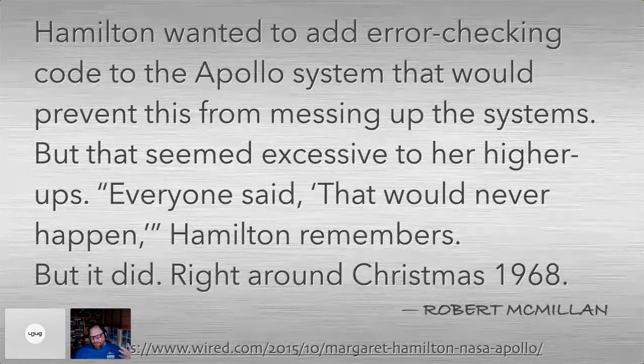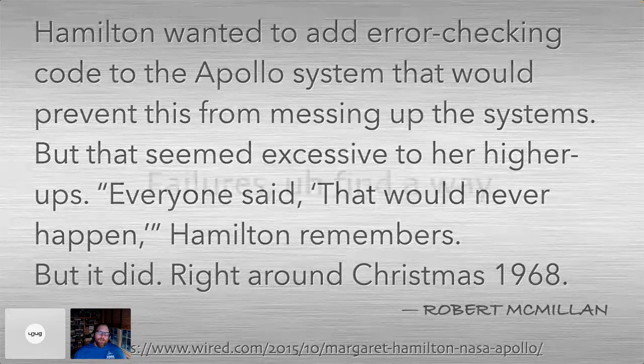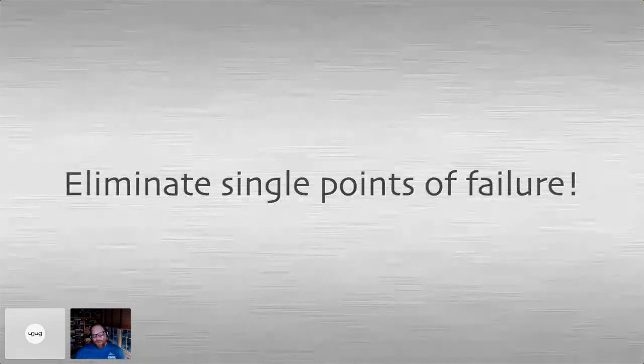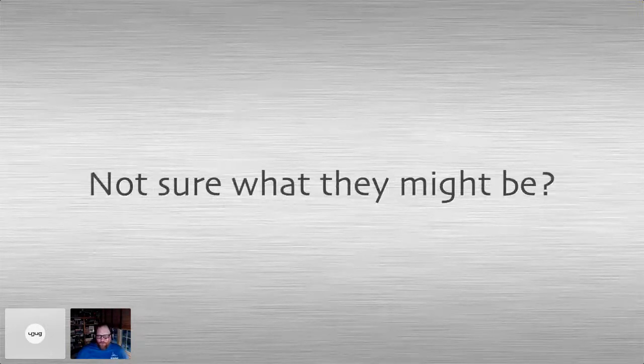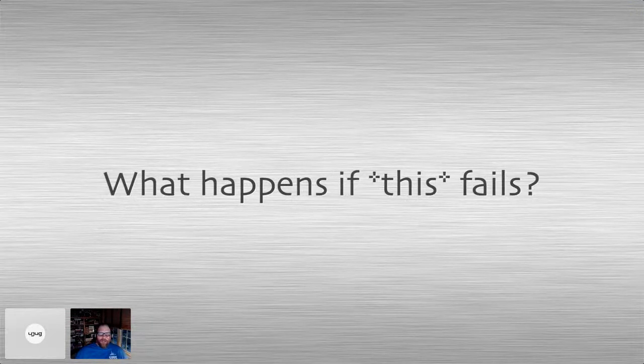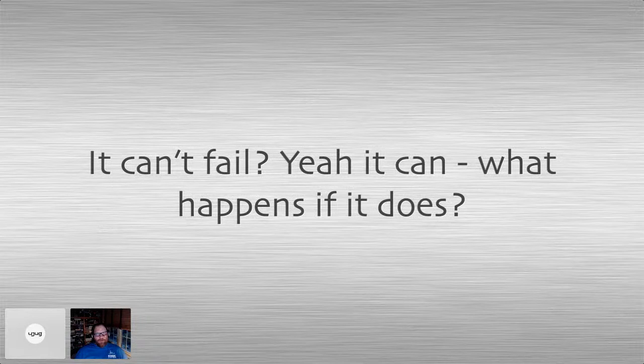To paraphrase my favorite fictional chaos mathematician, failures find a way. So we need to eliminate single points of failure wherever possible. If you aren't sure where they might be, well, here's a thought. Draw the architecture up on the board, point at something shiny and say, hey, what happens if this fails? Now, I've done this in the past. And I can guarantee you one of the answers you're going to get is, well, that can't fail. And I always kind of bite my tongue and say, well, you know what? Just humor me. What would happen if it did fail?